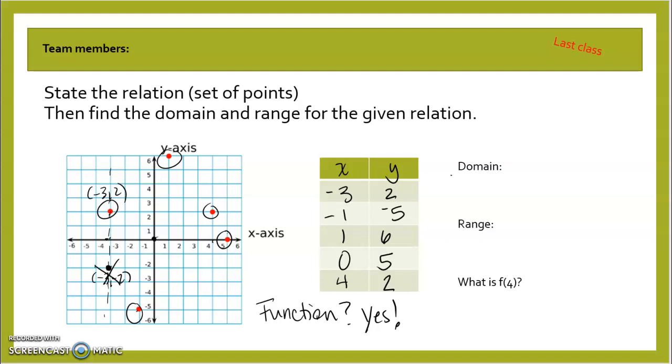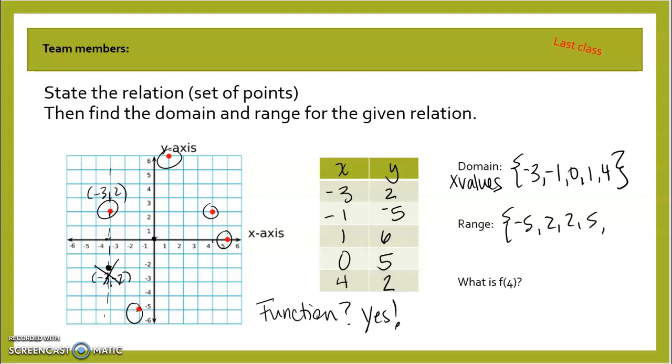And the domain, remember, are all the x values. So we could list all the x values. We have -3, -1, 0, 1, and 4. And the range are the y values, -5, 2, 2, 5, and 6.